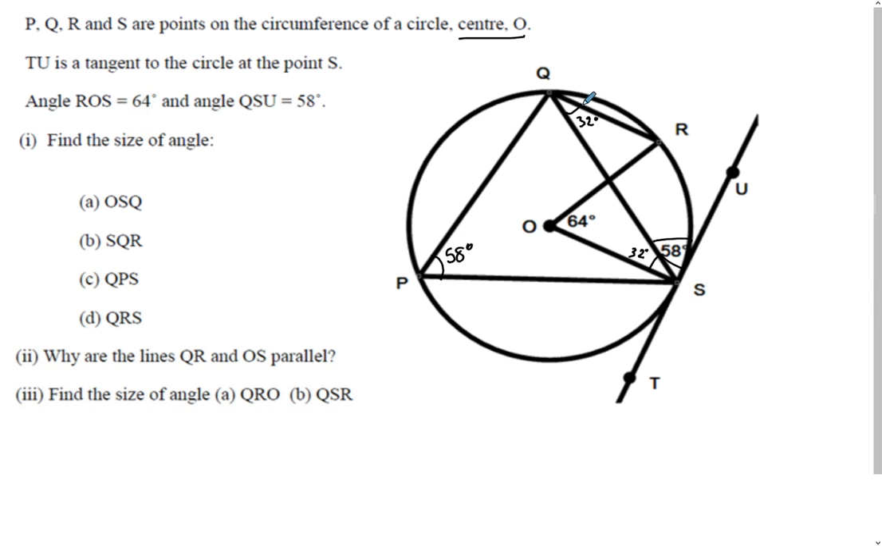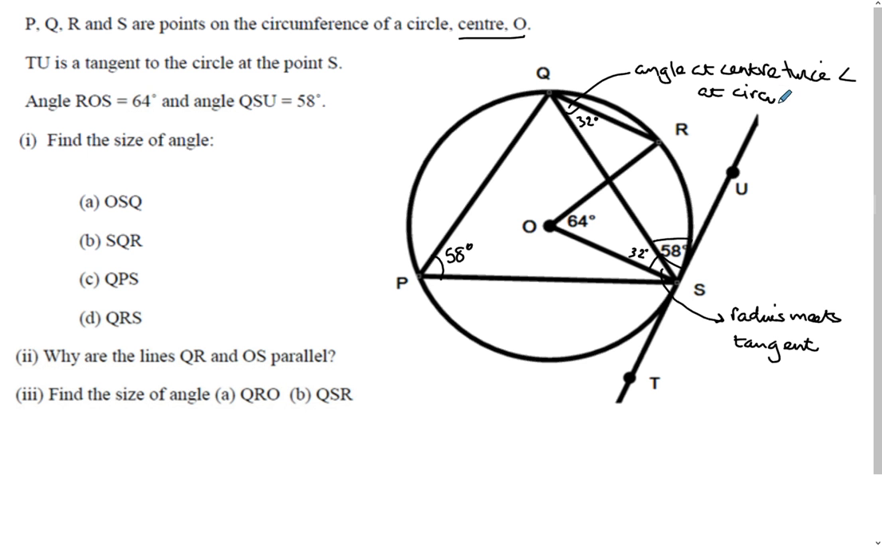Okay, so let's just write your explanations. So that one is radius meets tangent. That's angle at center twice angle at circumference. That one there is alternate segment.